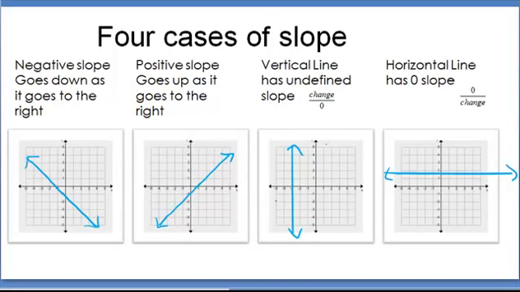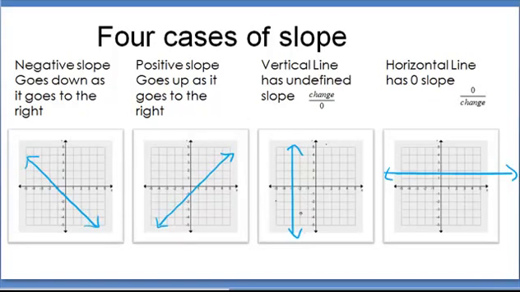First of all, if we have a line that goes down as it goes to the right, this will have a negative slope. And we always talk about going to the right. If a line goes up as we go to the right, this will be a positive slope.